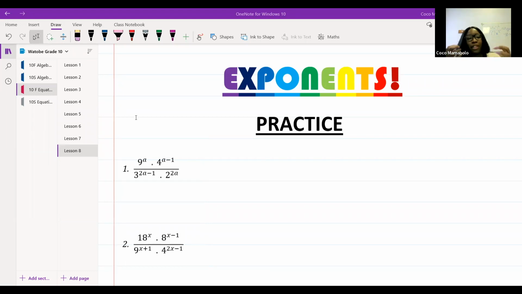Okay, it doesn't always have to be the same base everywhere because there's no way 3 and 2 are going to become the same base. But I do know that I can rewrite 9 so that it has the same base as 3. And I can rewrite 4 so that it has the same base as 2. So I'm going to ask you guys to do that for me. Take 9 and rewrite it with a base of 3 and take 4 and rewrite it with a base of 2. And then tell me what that's going to look like.